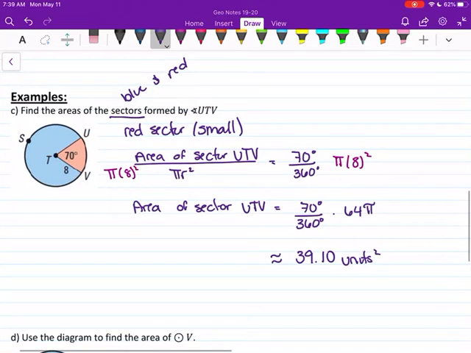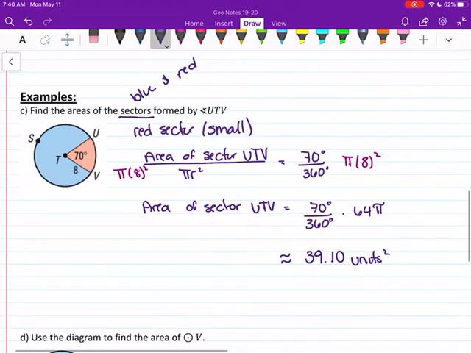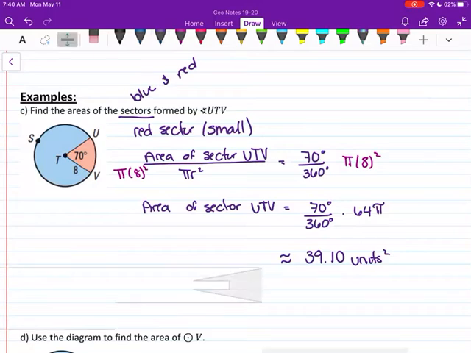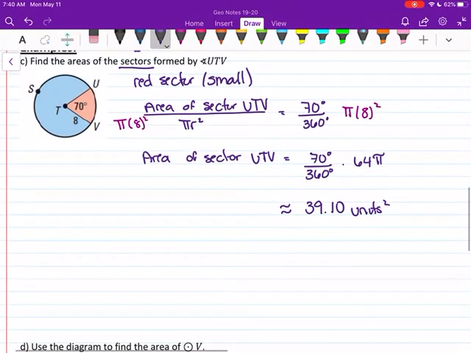Okay, now let's talk about that larger sector. Well, we have two options. We have the option of finding the area of the whole circle and subtracting out the area of the sector we found, or we can use our formula again. So what I'm going to do is use the formula again, just for extra practice, and then we can make sure that the two areas add up to the whole area. So that'll be a way to check our answer.